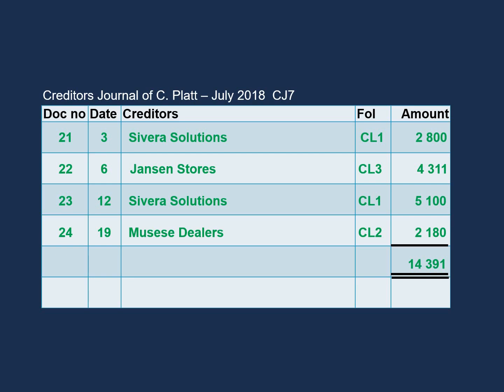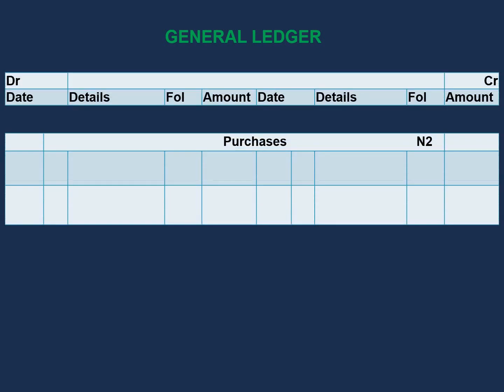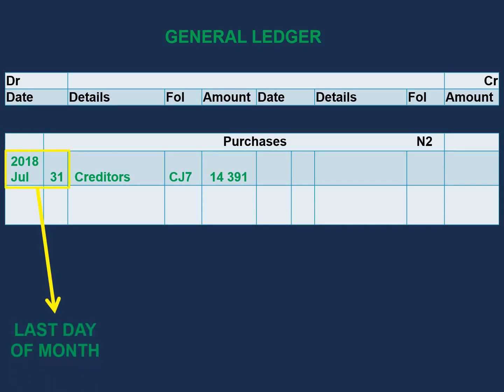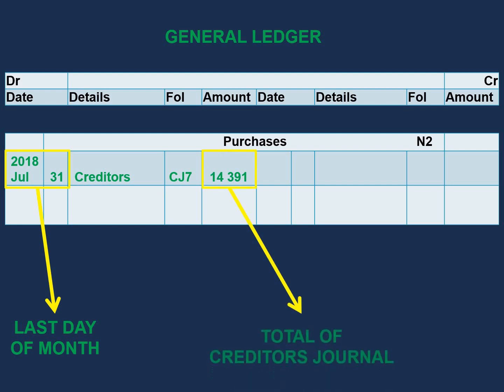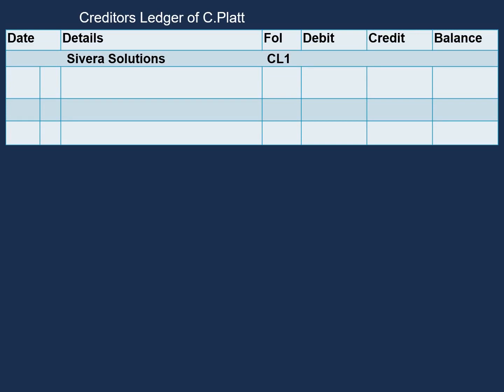Now let's go ahead and enter the details in our ledgers. Now in our general ledger, we have purchases. In our creditors journal, we will debit in our purchases account. The date will always be on the last day of the month, and the amount will be the total of the creditors journal.